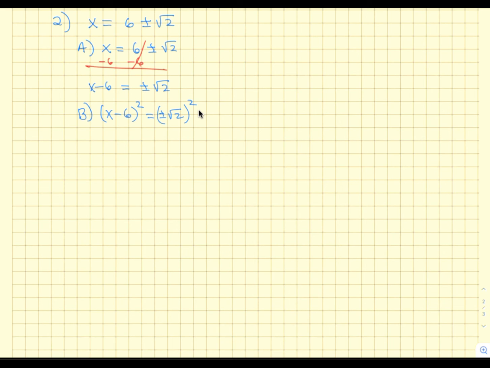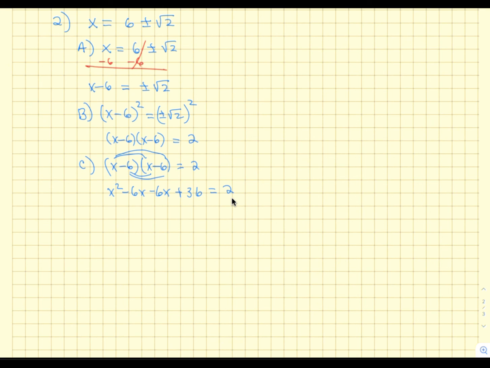Now when you square, the radical goes away, so you just end up with positive 2 on the right. And then on the left, you're multiplying x minus 6 times itself. Now the next step is to distribute everything. So you're going to do x times x, which is going to give you x squared. X times negative 6 is negative 6x. Negative 6 times x again is negative 6x. And then negative 6 times negative 6 is positive 36. And of course that's equal to 2.